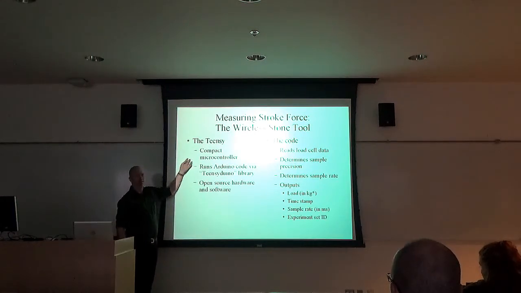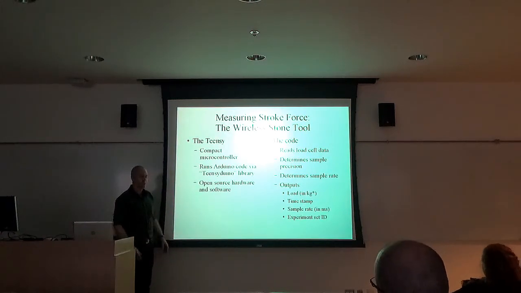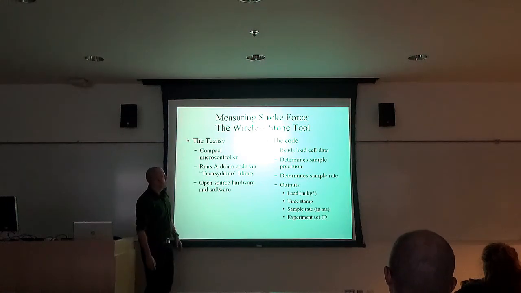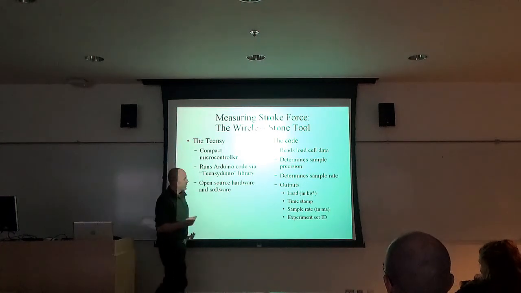You could assemble the microcontroller yourself from other little chips and things and put it together if you want. Or you can just pay like $15 and get one yourself. The code itself, like I said, it sends the voltage, it reads the voltage back, reads the load cell data, and translates that, but it also does more.